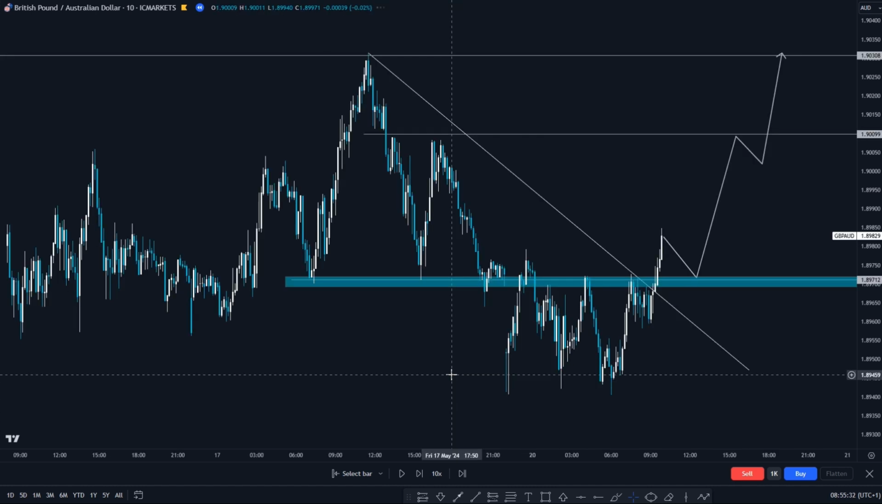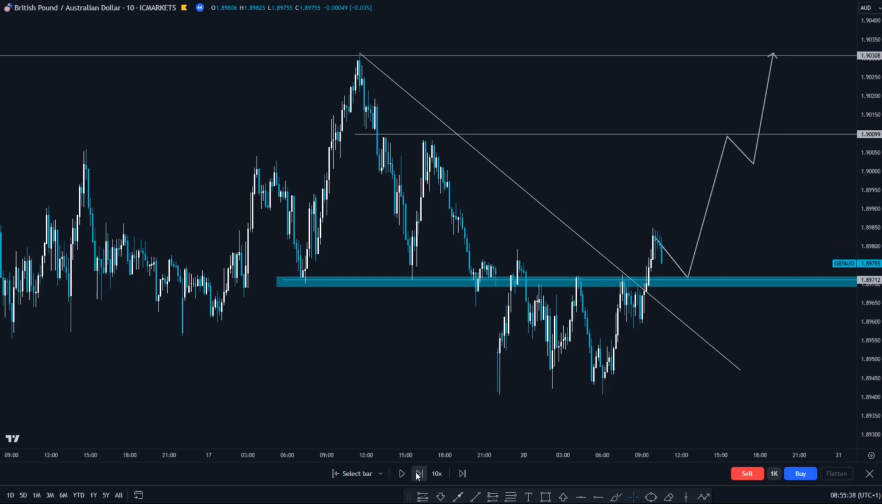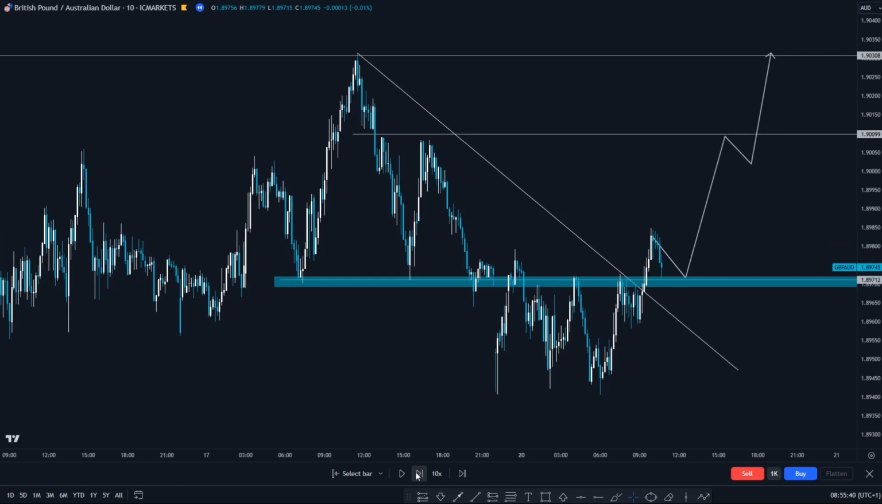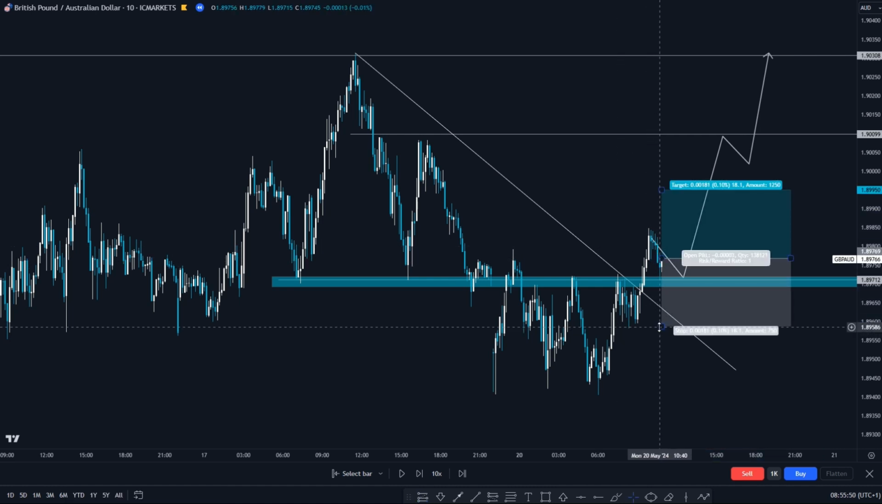So the 10-minute is my entry time frame just due to price action. So let's quickly just break down what happens. Price comes back into the area like so. And then I get my entry candle. This is showing me that buyers are stepping into the market. So I took the position from here.